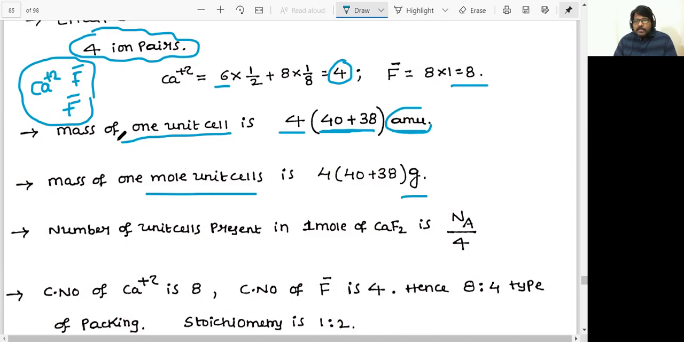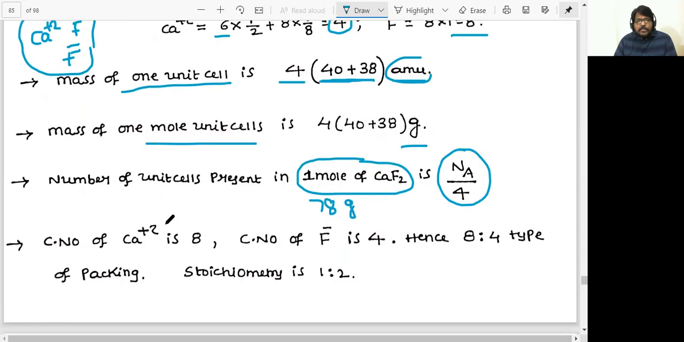And now the number of unit cells present in 1 mole of calcium fluoride. Here, the earlier value was the mass of 1 unit cell, but here you are finding the number of unit cells in 1 mole of calcium fluoride. 1 mole of calcium fluoride means undoubtedly 78 grams. So 4 into 78 grams of calcium fluoride contains 1 mole of unit cells, and 78 grams will contain how many unit cells? If you simplify, you get 1 by 4 mole of unit cells. So in 1 mole of calcium fluoride, which is nothing but 78 grams, 1/4 mole of unit cells are present.